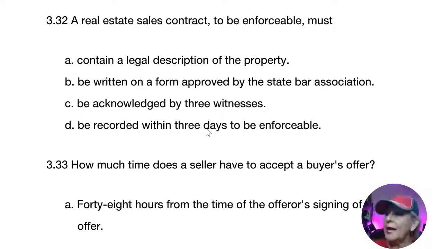So remember, this section has to do with land use, legal descriptions, and contract law. So a real estate sales contract to be enforceable must have one of the following, A, B, and C. The answer here, because each property has its own identity, is A, contain a legal description of the property. That's how properties are distinguished from one to the other.